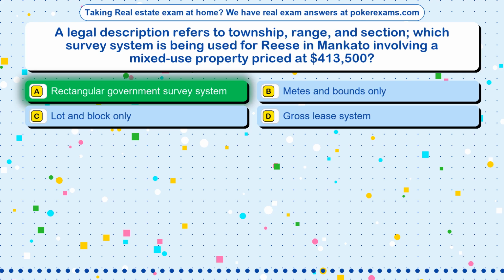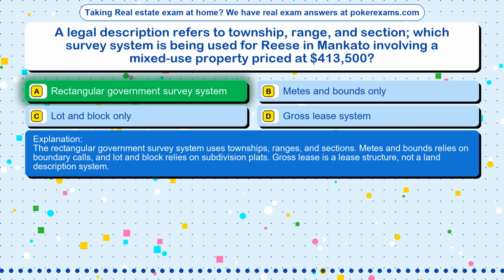The correct answer is option A, rectangular government survey system. The rectangular government survey system uses townships, ranges, and sections. Metes and bounds relies on boundary calls, and lot and block relies on subdivision plats. Gross lease is a lease structure, not a land description system.